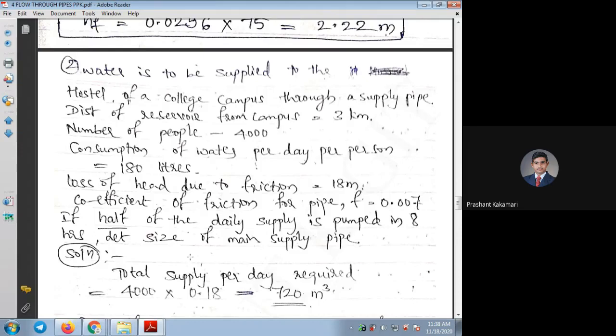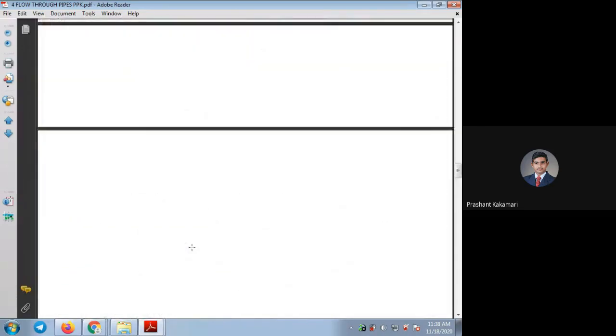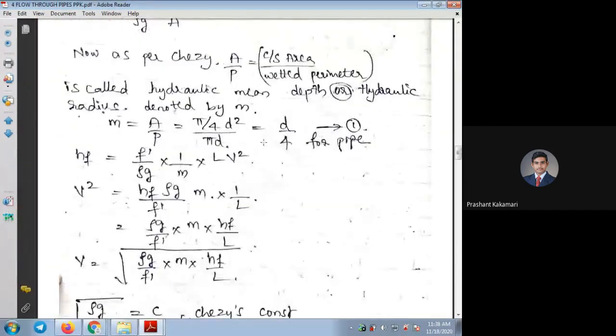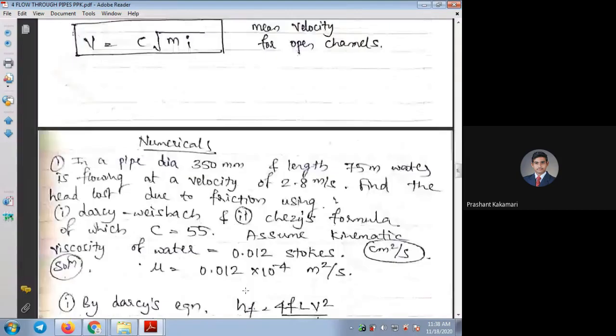Determine the size of the main supply pipe. To determine the main supply pipe size means either you can find the diameter, the perimeter, or the area. So this relates by pi d square by 4, because we need to find out diameter or perimeter or area. So how is this problem related here?